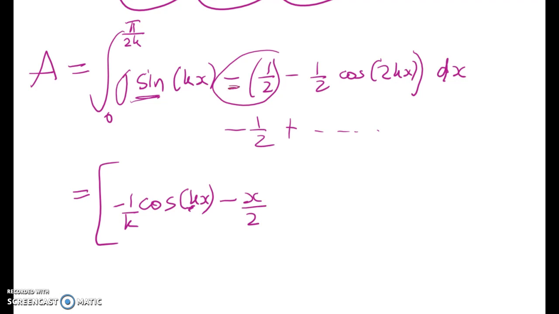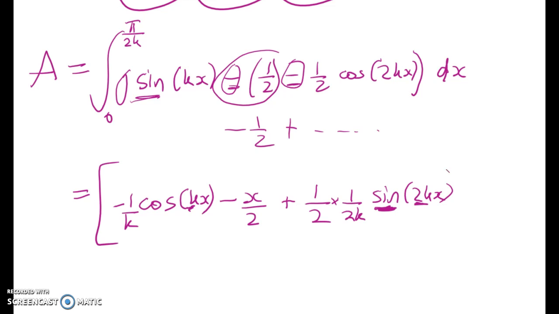Now I've got plus a half cos 2x. So I'm going to have 1 over, we'll have something with a sine 2kx, and I need to divide out the 2k. Okay, I'm happy with the sign of the sine, because when I differentiate sine, I get positive cosine, and that's what I want here. So let's just see if I've missed anything there. No, that looks all right.